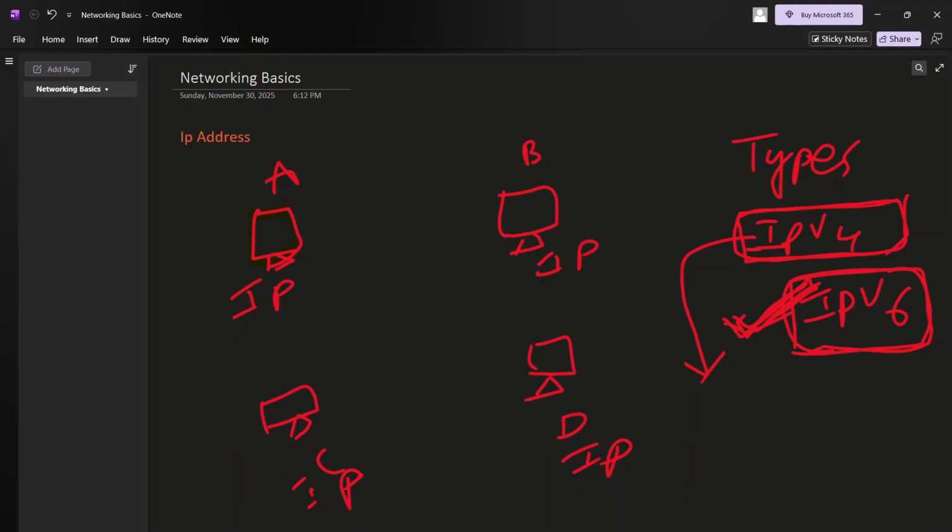We'll discuss more about IPv4, but now I need to give clarity on IP address. Hope you got the clear picture here, right?